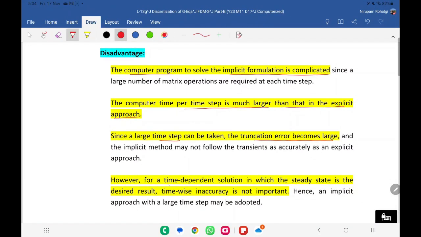However, for a time dependent solution where a steady state is desired, time-wise accuracy is not needed. Now, suppose you only want the steady state solution, intermediate solution is not required. So, intermediate accuracy is also not required. Are you getting the point?